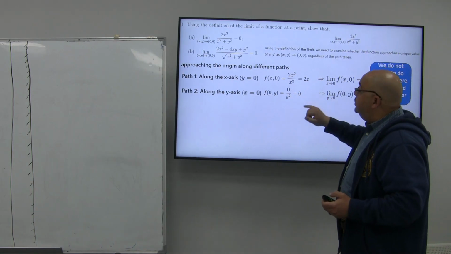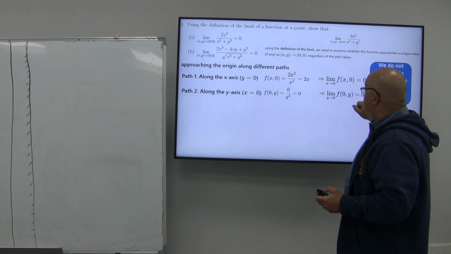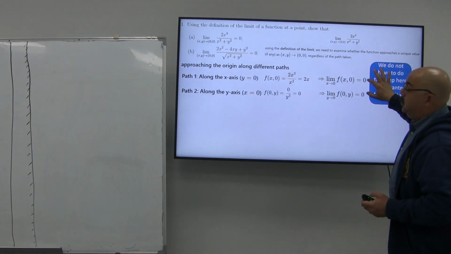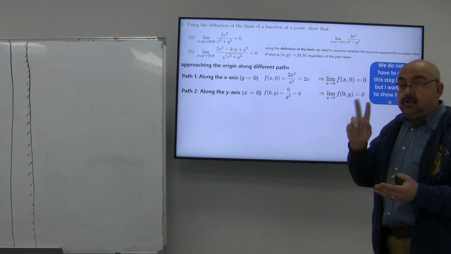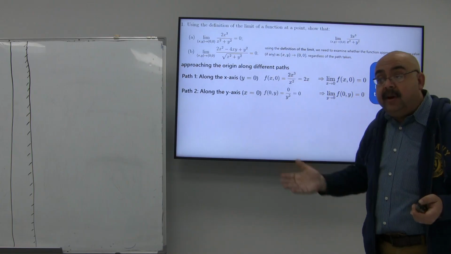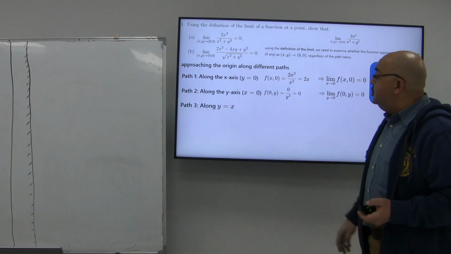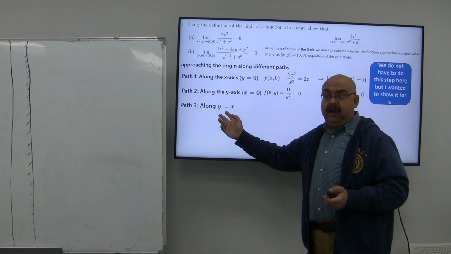Now, the limit, once y tends to 0, is equal to 0. So these two are equal to each other. But this is only 2 curves. I need to check on one more curve, so I will choose also to check at y equal to x.